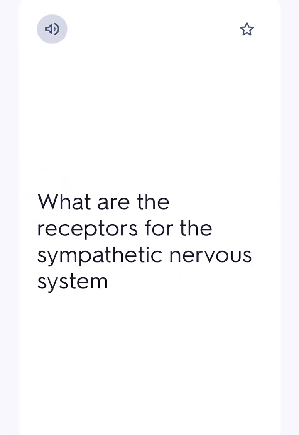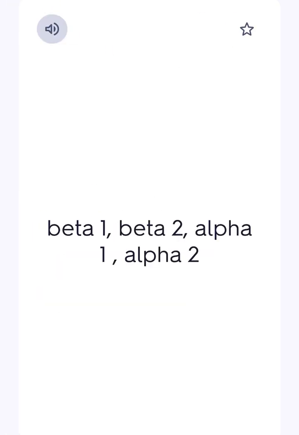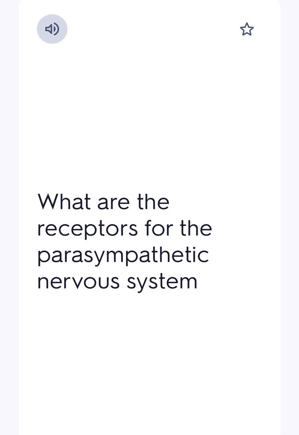What are the receptors for the sympathetic nervous system? Beta 1, beta 2, alpha 1, alpha 2. What are the receptors for the parasympathetic nervous system?